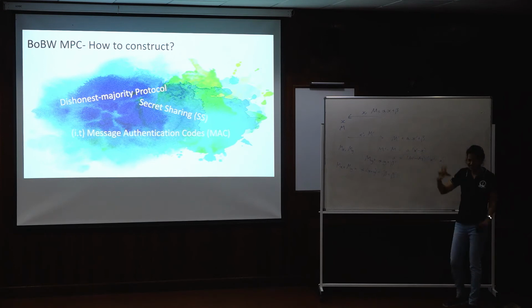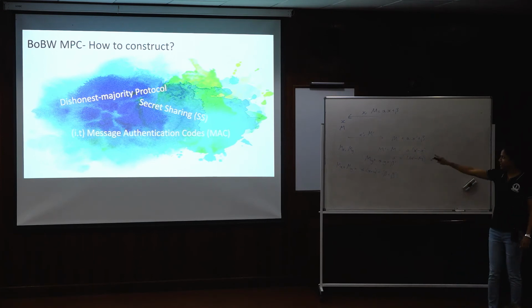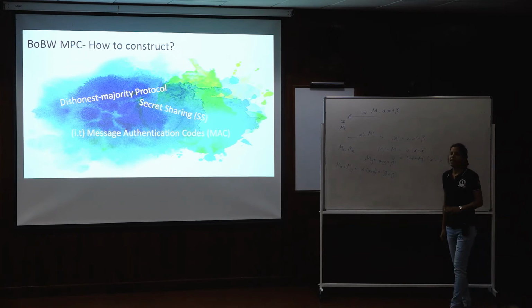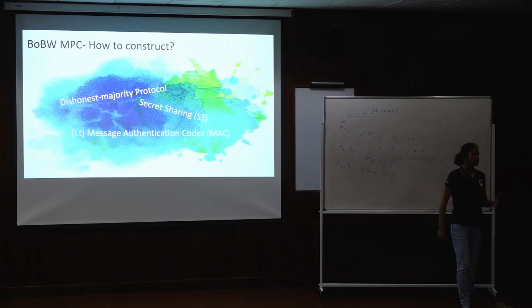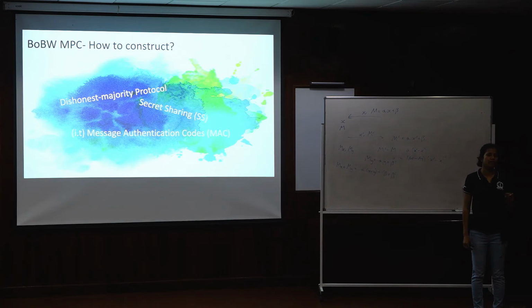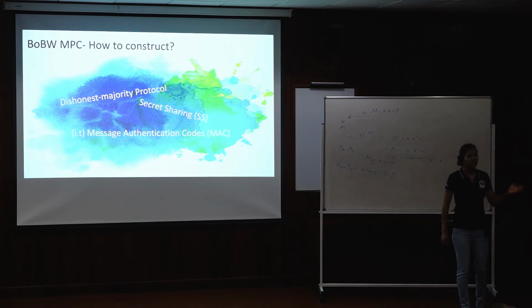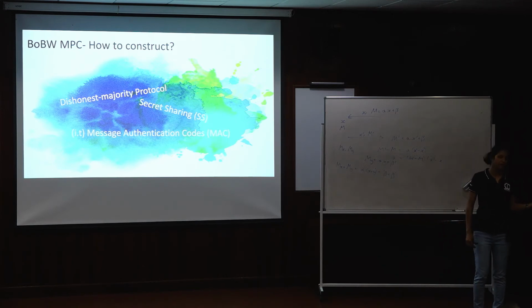So I am going to use these extra 2 tools, secret sharing and message authentication code, and compile any dishonest majority protocol to a best of both worlds protocol. However, this protocol is not going to satisfy the topmost notion that I have explained, guaranteed output delivery and unanimous abort, but it is going to satisfy the second, slightly relaxed one, where in the honest majority we will get fairness, and in the dishonest majority we will get unanimous abort.